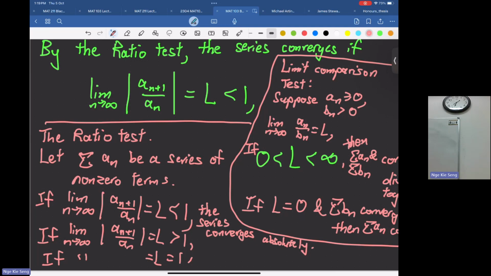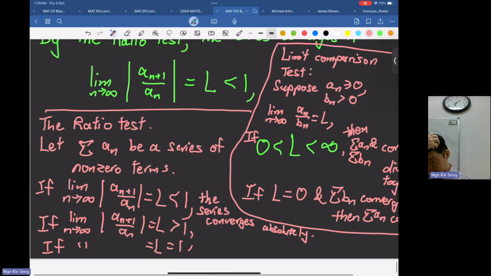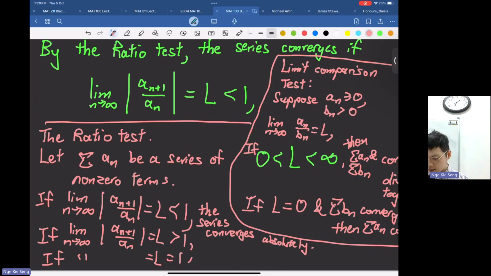So it converges absolutely. Just remember one example, the alternating harmonic series. The alternating harmonic series converges conditionally. Why? Because after you take the absolute value, it becomes a harmonic series, and the harmonic series diverges. So just remember this example, then you will remember what absolutely converges versus conditionally converges.